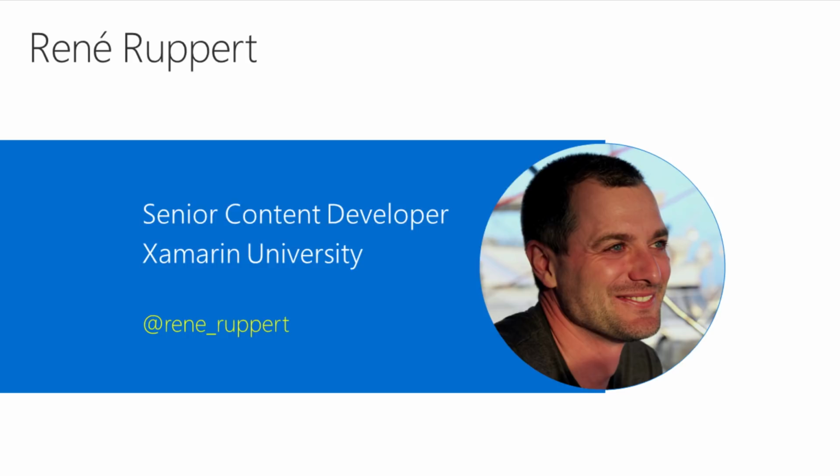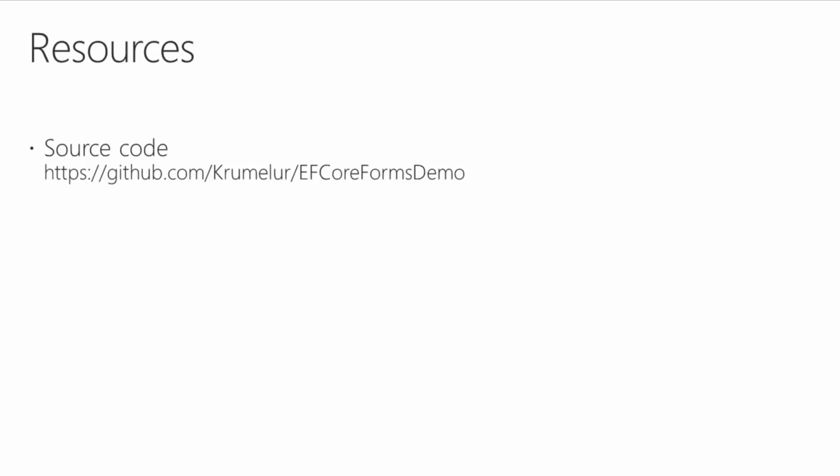And of course, we have all the source code available on GitHub. That is the project that I'm using here. You can find it there, download it, and it has got all the packages pre-installed that you need in order to run this Xamarin.Forms app with Entity Framework Core. And now, without further delay, let's switch over to Visual Studio and have a look at all of this.